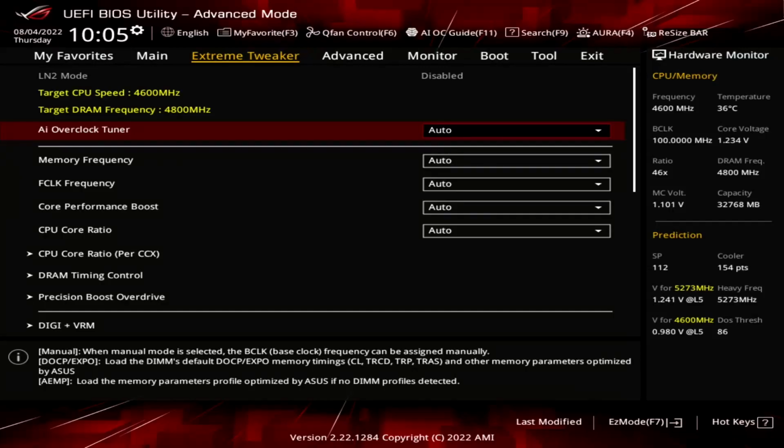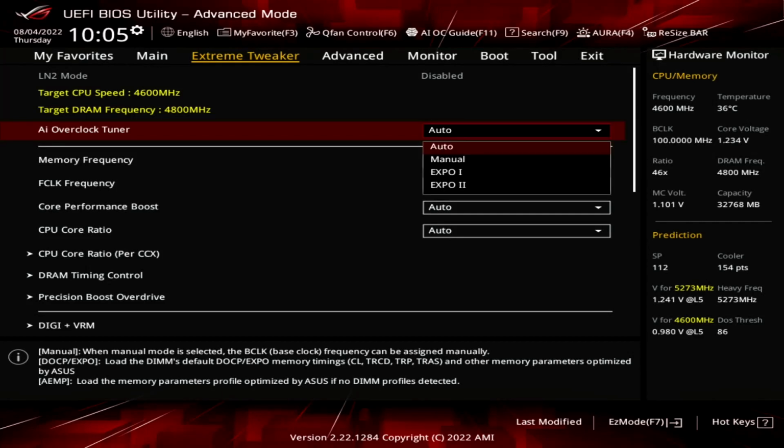In the Asus ROG BIOS, you can enable EXPO in the Extreme Tweaker menu by adjusting the AI Overclock Tuner setting. EXPO 1 will load only the memory primary timings, the memory frequency, and memory voltages. The rest of the profile timings is ignored and tuned by the ASUS motherboard auto rules. EXPO 2 will also load the rest of the complete EXPO profile.